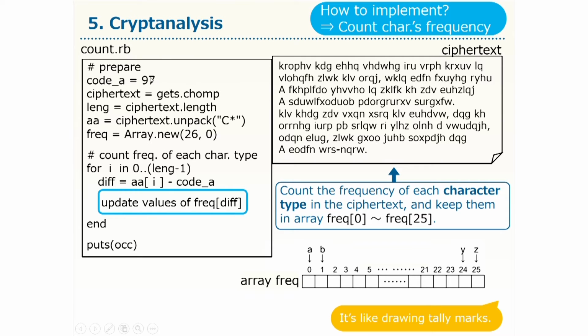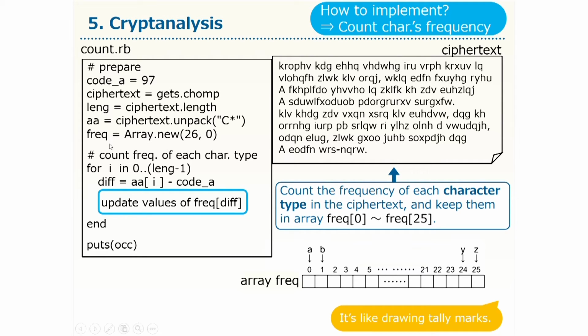First, let's store the code of A in a variable like usual. Then let's read the ciphertext into a string variable called ciphertext. For example, we will read this kind of string. Now let's calculate the length of the read string using the command length and store it in the variable length. Then we will unpack the ciphertext and put it in the array AA. That is, AA is the array keeping the codes of characters in the ciphertext in the order they appear.